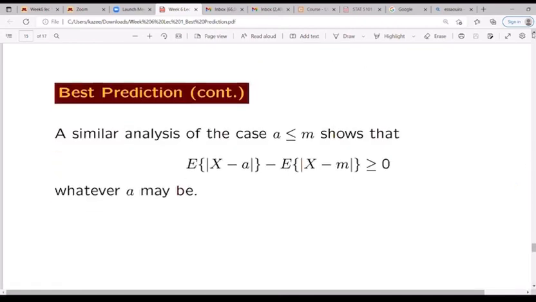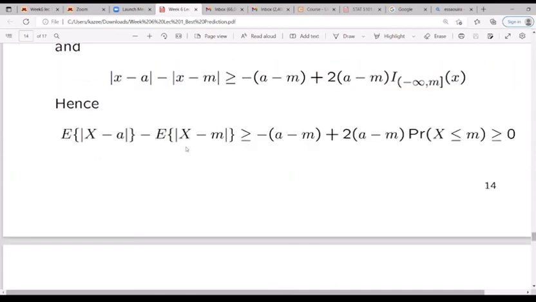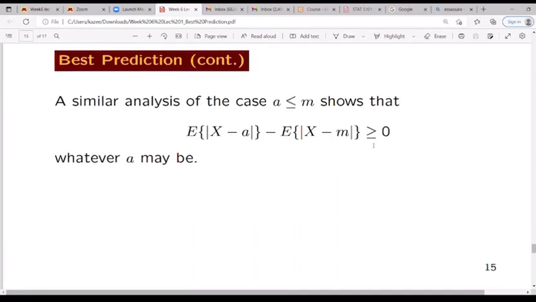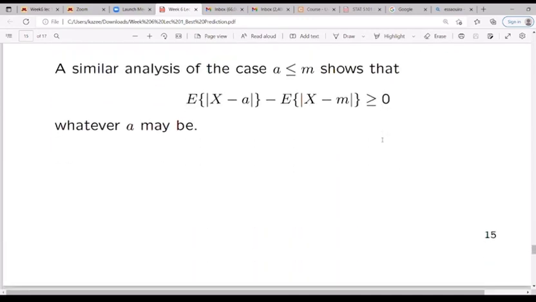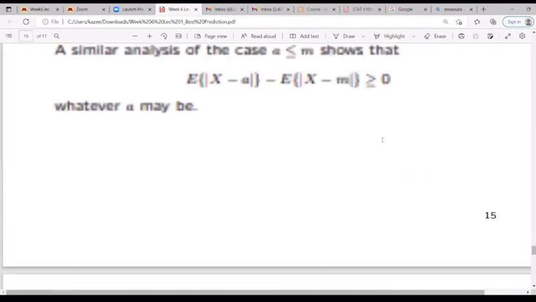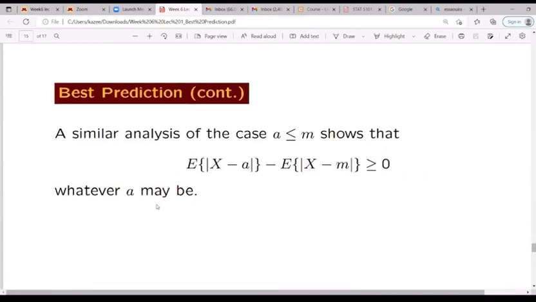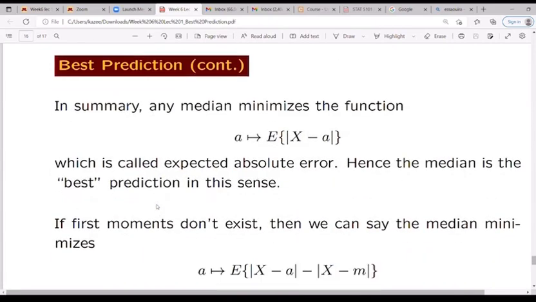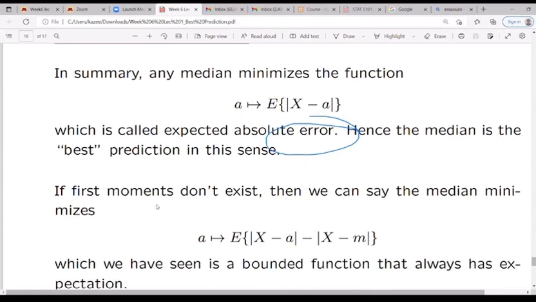So in the end, you basically are going to see that the whole of that will be greater or equal to zero, which is what I have right here. I just wanted to take note of that. And whatever a may be, in summary, if you take a look at this guy that we call the expected absolute error, the median is actually the best prediction.